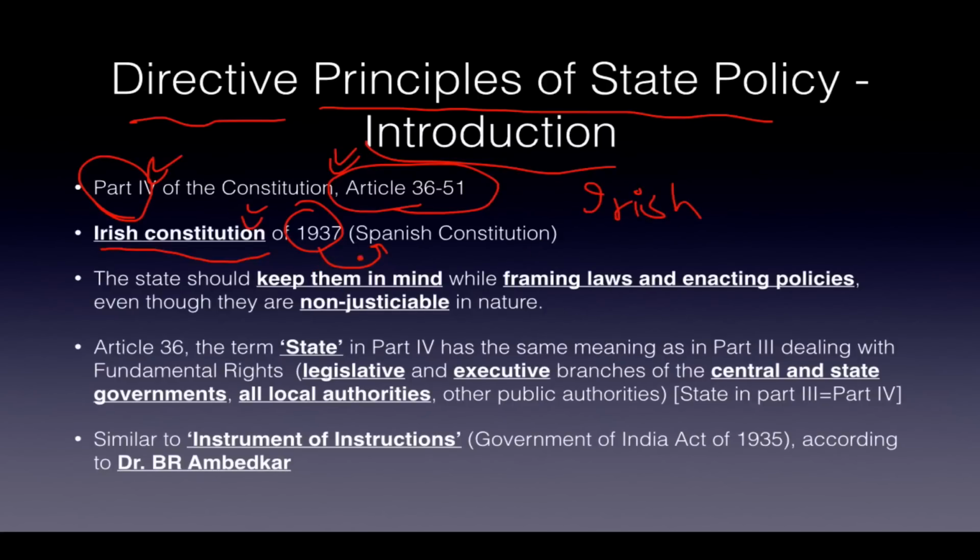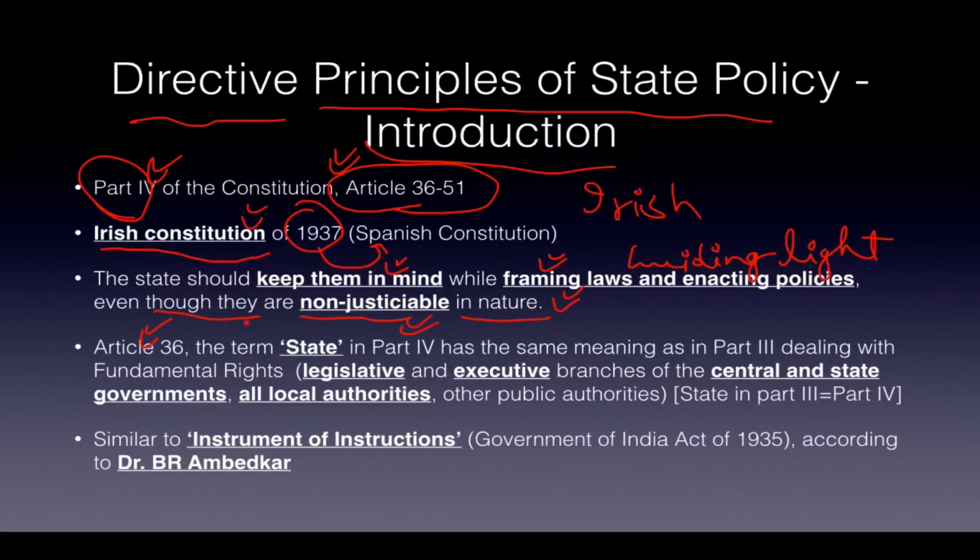What is the basic feature? The state should keep them in mind. हमेशा ये दिमाग में रहना चाहिए. Whenever you are making laws or enacting any policy, these should be in the back of your mind. These should be like the guiding light, just like the lighthouse when ships need to be guided. So they are like the guiding light at the end of the tunnel. And even though they are non-justiciable in nature, yet they are extremely crucial. I'll just let you know how.